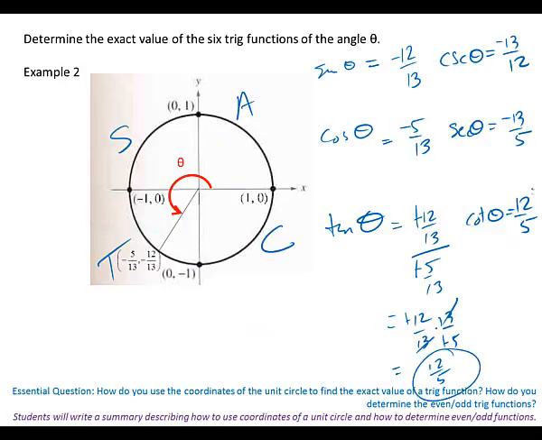Did the tangent and cotangent end up positive? Was everything else negative? Yeah, okay. All right, so here goes the next part of this.